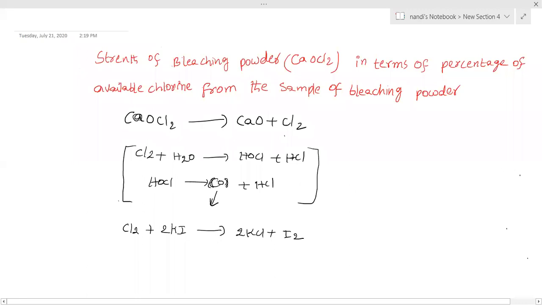All these you will get under iodometric titration only. Please check it. Once I2 is released, that I2 can react with hypo solution. It gives rise to 2NaI plus Na2S4O6.